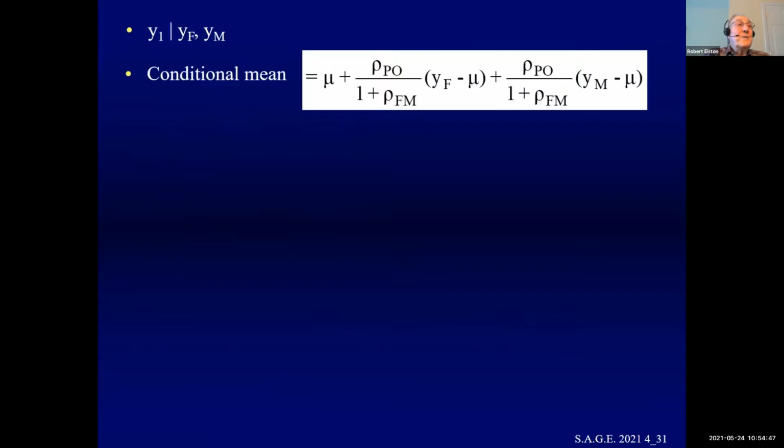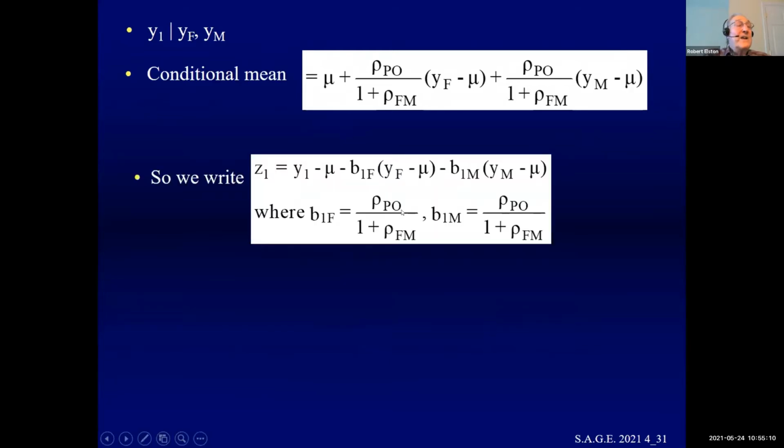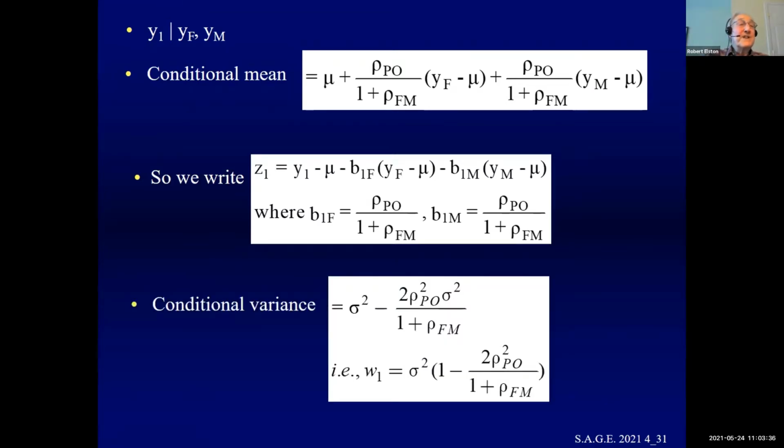All right. Look at the first child. We end up with this. This is the conditional mean. We have to take away the mean-corrected father's value and the mean-corrected mother's value. And for the first child, this is what we do. And so we write our Z's. We did this, we did this, we did this.